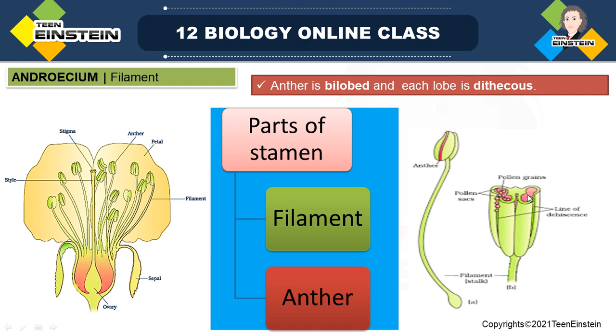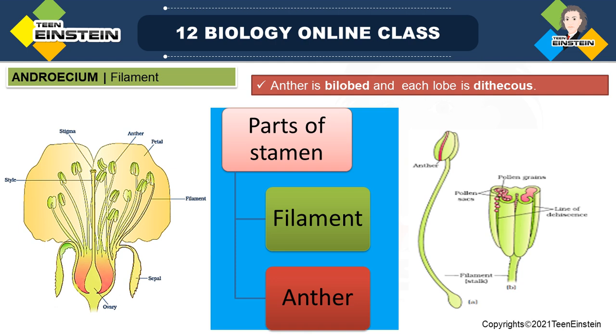But in each lobe, it has two theca. See, this is the first theca and this is the second theca. In the first lobe, it has two theca, the top one theca and the bottom the second theca. Here also it has two theca, that is, the enveloping sheath or case.